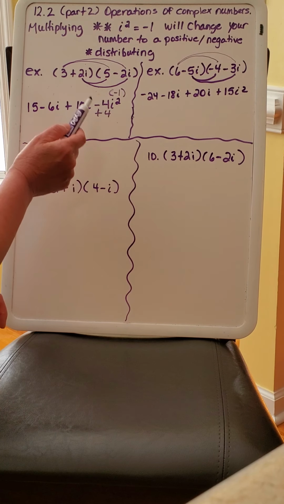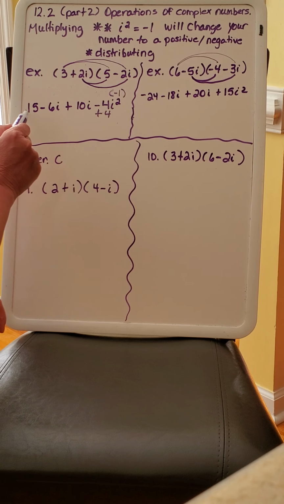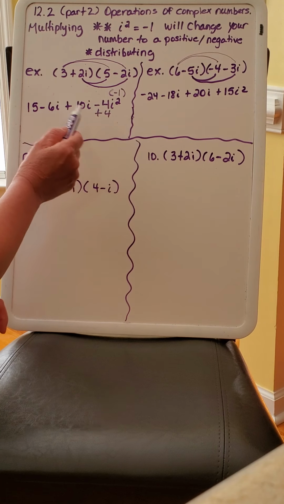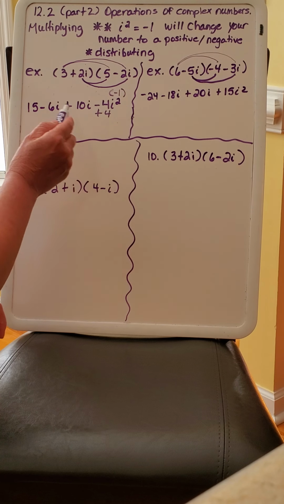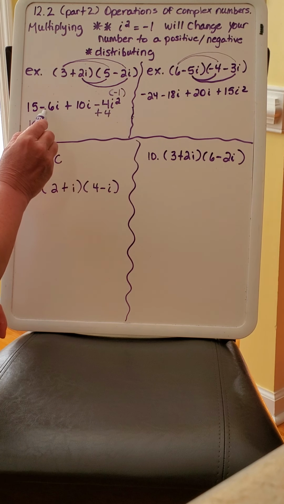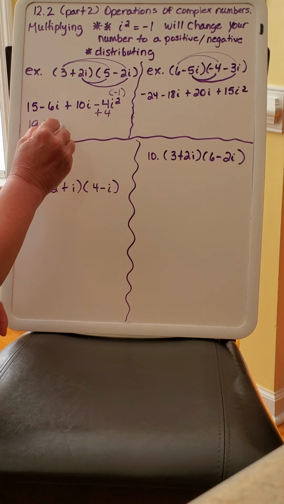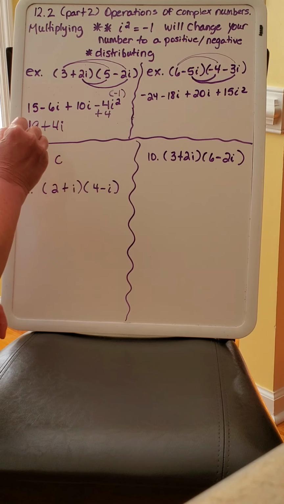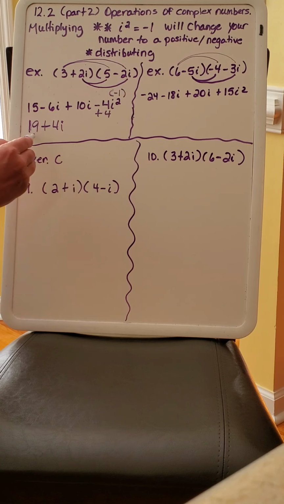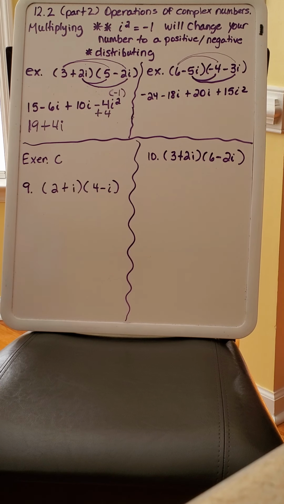Okay? So now we go back and we combine our like terms. So here we have 15 and 4. They're two plain numbers, so they can go together. So 15 plus 4, 19. And then combine the i's. -6 plus 10 is 4i. When you write your answer, it has to be in complex form. The real part goes first, the imaginary part is second. Okay, so that's the first one. I know it's confusing, but we have 3 more to go.